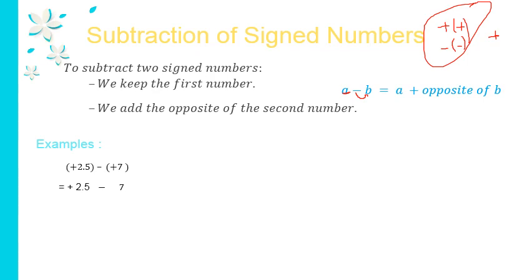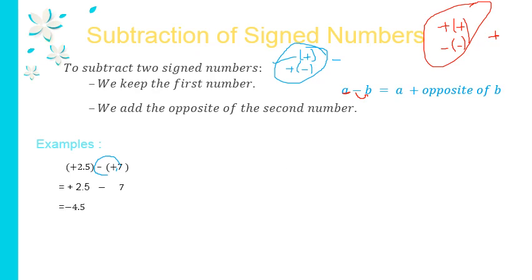Here, plus 2.5 minus plus 7. The first one remains the same. It's plus 2.5, or for simplicity, I can write 2.5. Minus plus 7: they are opposite signs. Let's write them here. Minus plus or plus minus, when they are next to each other with opposite signs, I have to replace them by a negative sign.